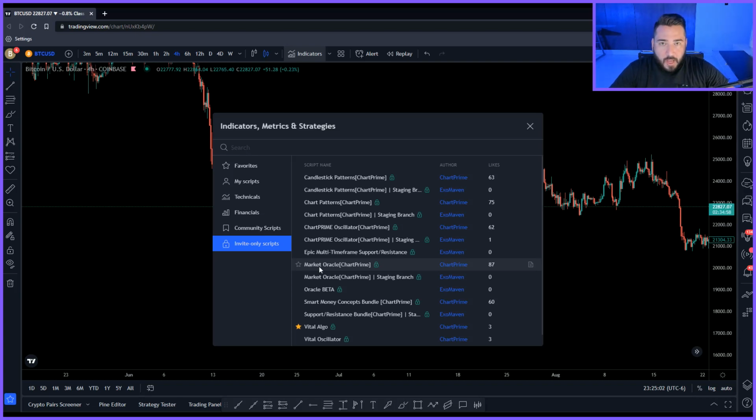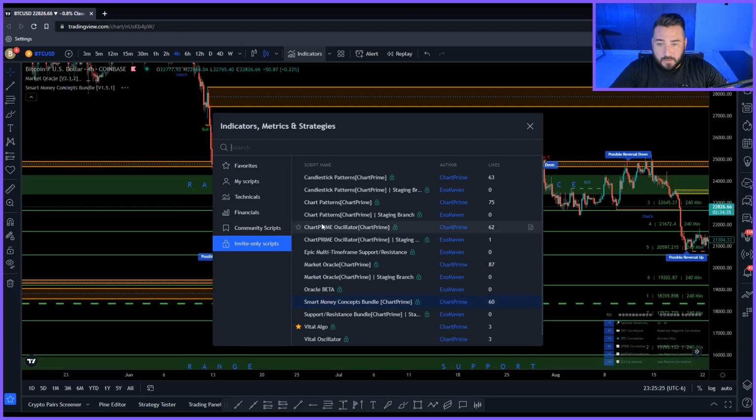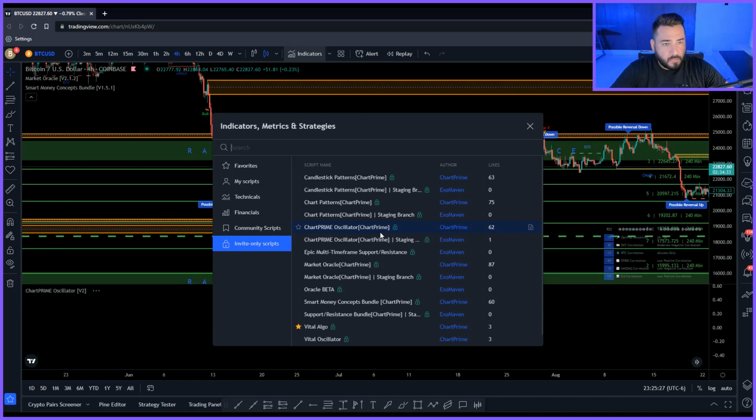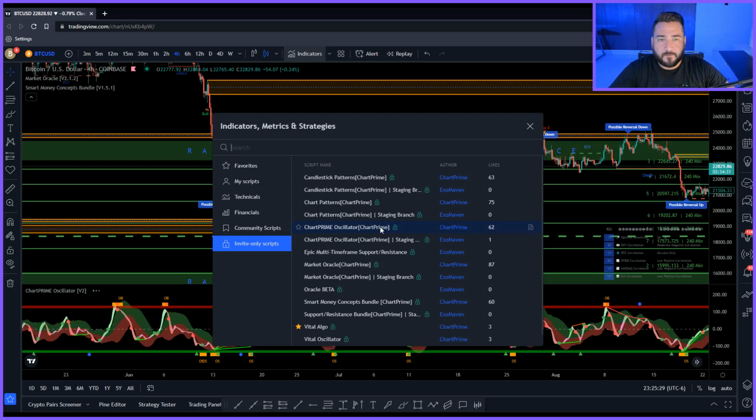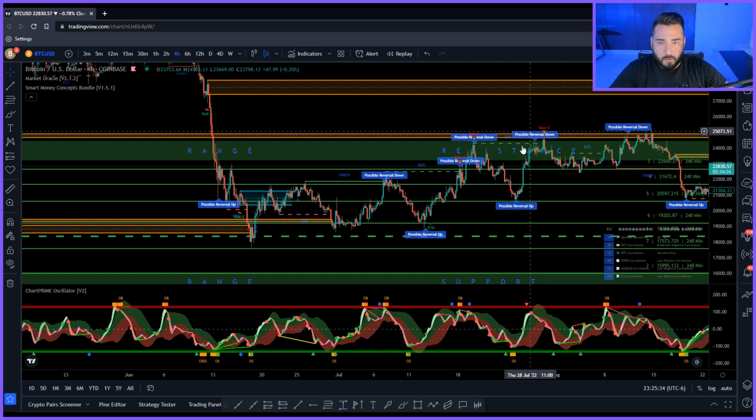At this point, I'm going to be adding at least three indicators, which are going to be my main indicators, which I'm going to be using both for explaining the main settings and also to review a couple of strategies. So let's get started with Market Oracle. Then I'm also going to add the Smart Money Concepts, and also my oscillator, the Chart Prime oscillator, right here. Right out of the box, we have a ton of things going on here, but don't worry, we're going to go over them all.